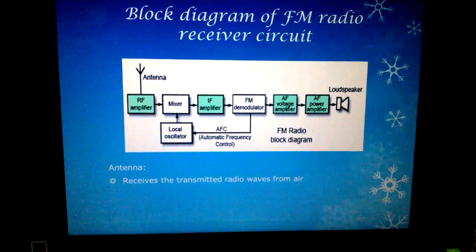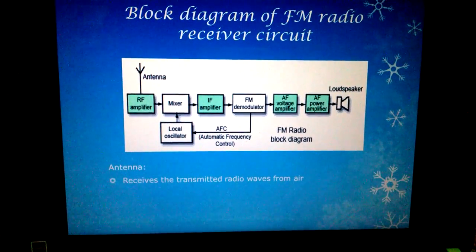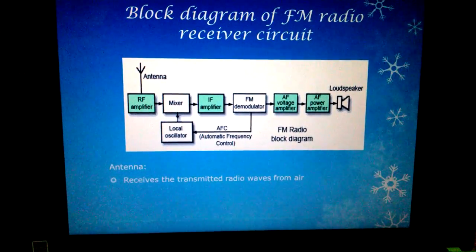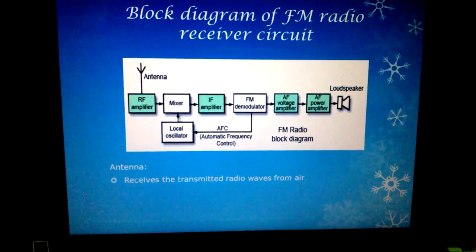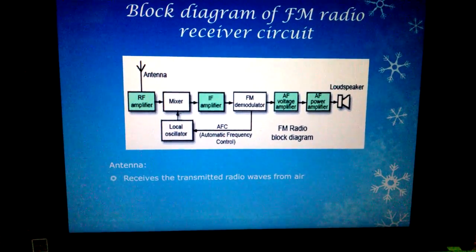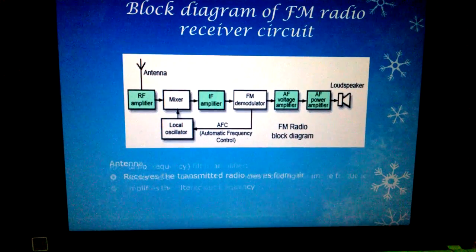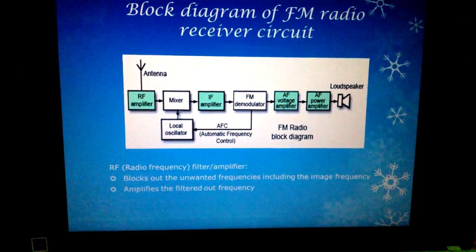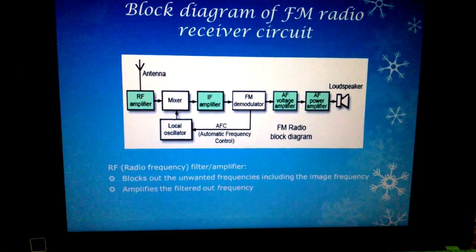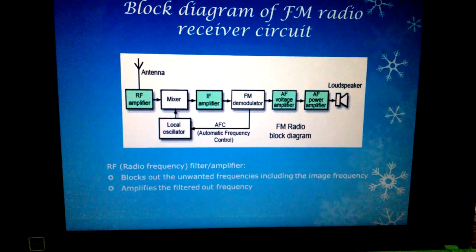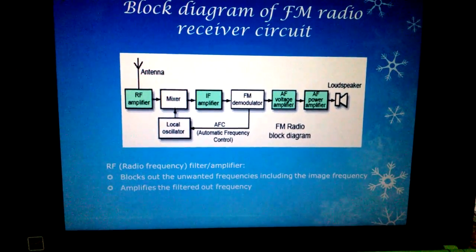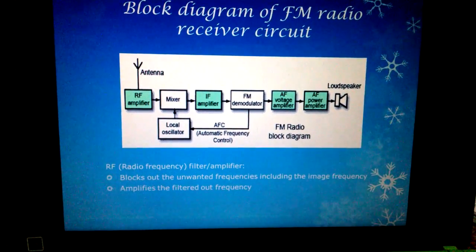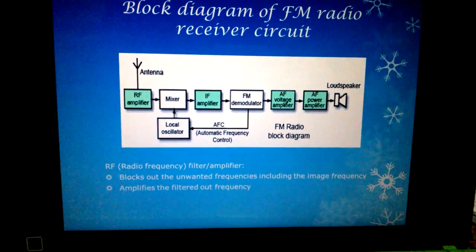This signal, however, has unwanted frequencies as well as image frequency, which results in two stations being received at the same time, producing interference. Hence, this signal is passed through the RF filter, which blocks out the unwanted frequencies using a band pass filter, giving the desired frequency. This signal is amplified by the RF amplifier and passed to the mixer.